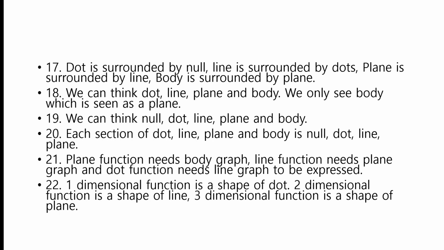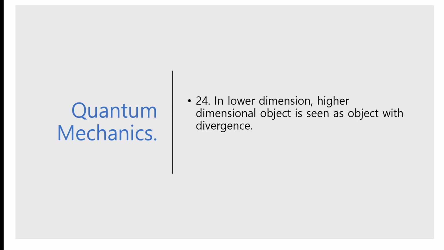You can think null, dot, line, plane, and body, which each section of dot, line, plane, and body is null, dot, line, plane. Plane function needs body graph, line function needs plane graph, and body function needs line graph to be expressed. One-dimensional function is the shape of dot. Two-dimensional function is the shape of line. Three-dimensional function is the shape of plane.